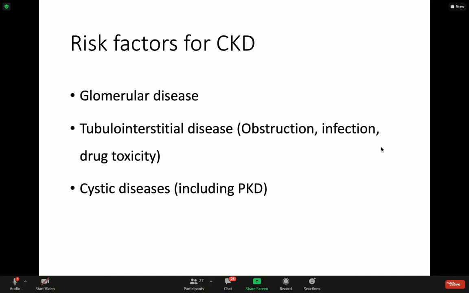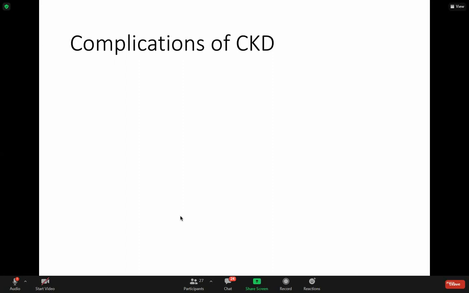chronic kidney disease. Also having a family history of cystic kidney diseases, like adult onset polycystic kidney disease, those patients will be at risk of having chronic kidney disease. Genetic diseases like polycystic kidney disease and like Alport syndrome, also they will be at risk of having chronic kidney disease. Like, what are the complications of chronic kidney diseases?